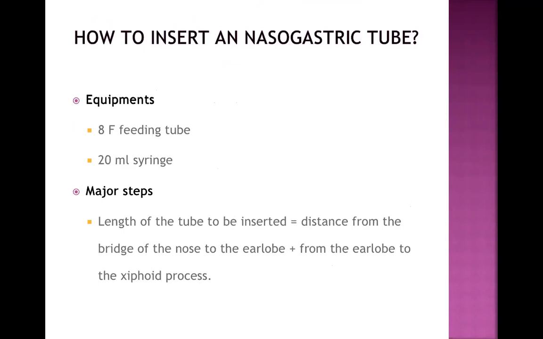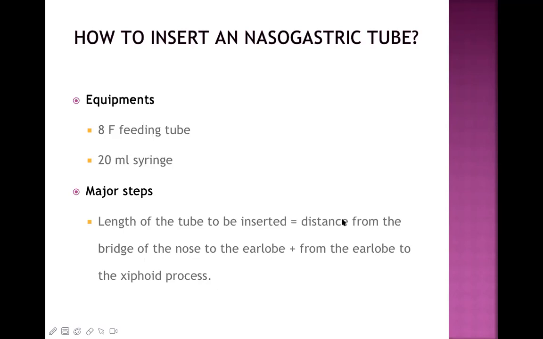So what are the equipments? We need an 8 French feeding tube and a 20 ml syringe. So a very small feeding tube is necessary, and we need a 20 ml syringe to attach on one end of the NG tube. First we need to make sure how much to insert. So we need to measure the length, and that is done by measuring the distance from the bridge of the nose to the earlobe, and from the earlobe to the xiphoid process.